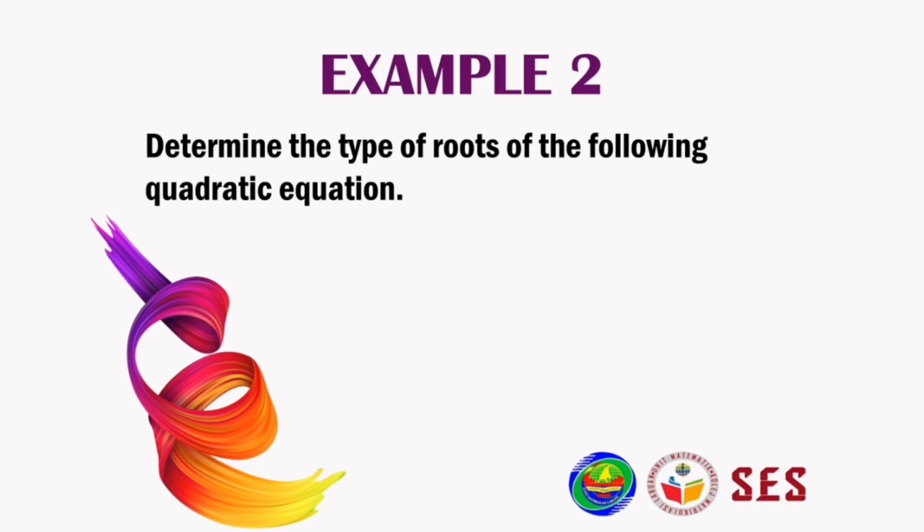Now, let us move to example number 2. For this equation, we have the value of a is 1, b equals to 16, and c equals to 64. Then we use the formula for discriminant and we replace a, b, and c.